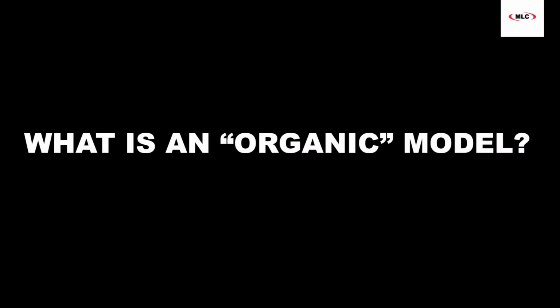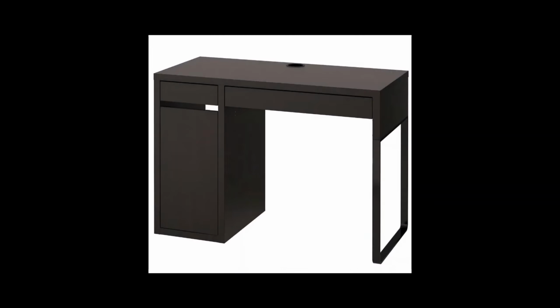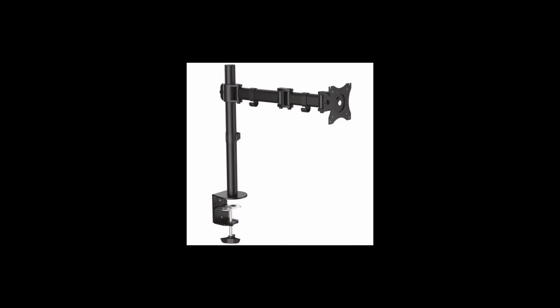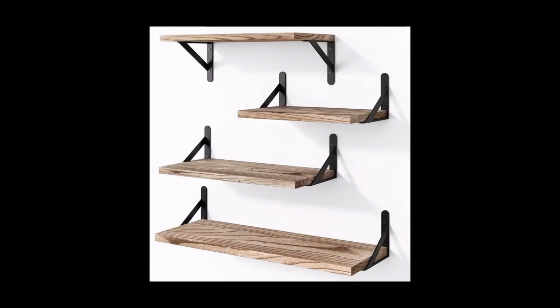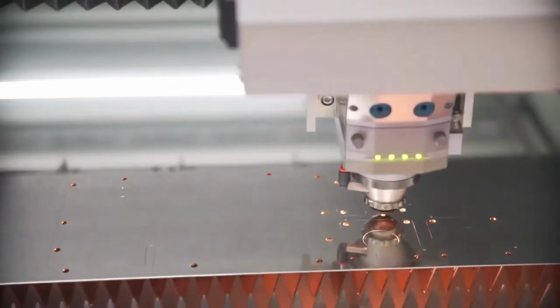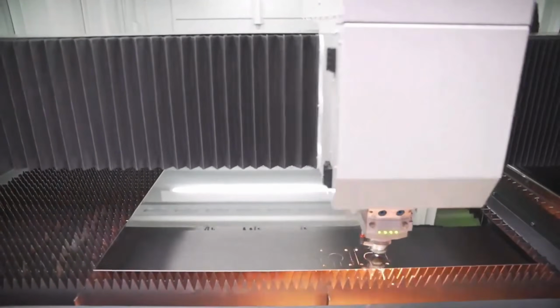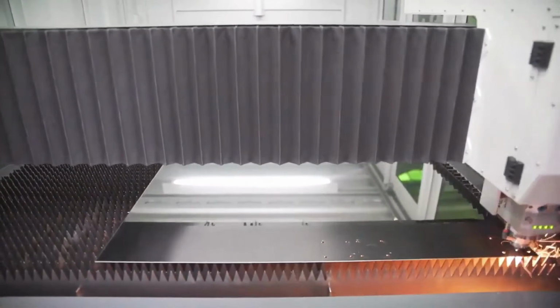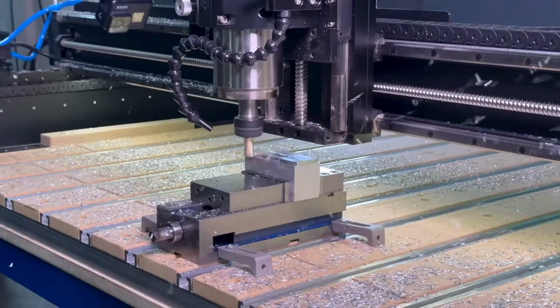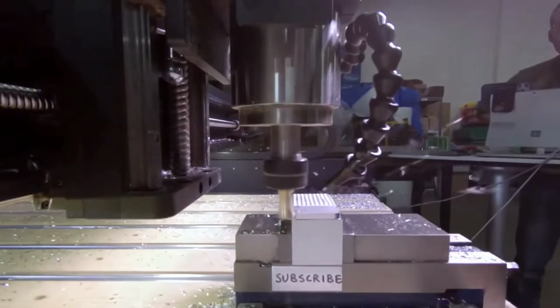Let's start by quickly talking about what an organic model is and why they can be such a challenge. If you're at your desk and you look around, a lot of engineered products are designed with some degree of manufacturing efficiency in mind. And with most manufacturing processes, it's typically going to be easier to make parts with stuff like straight edges, flat faces, circular holes, tangent arcs, and really any other feature that can be easily defined.